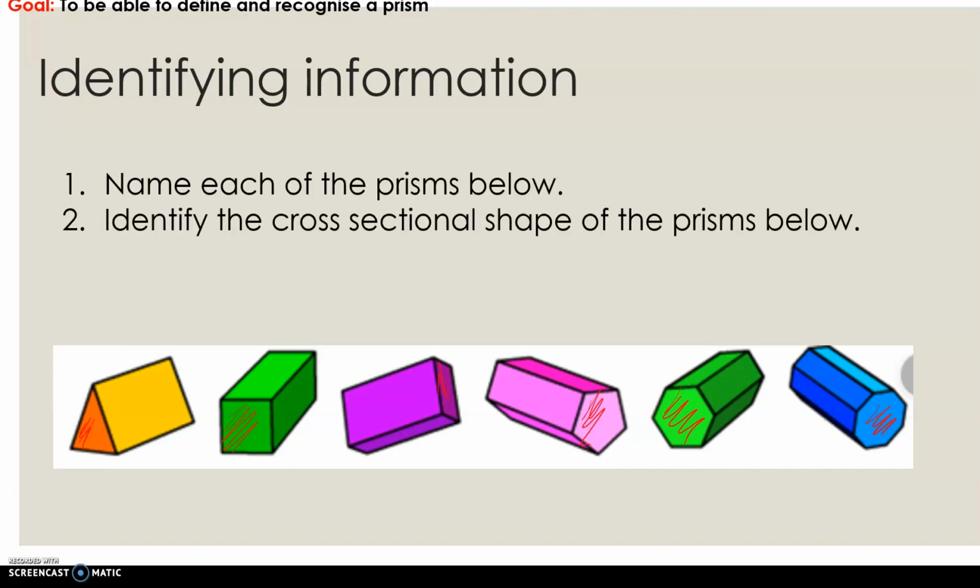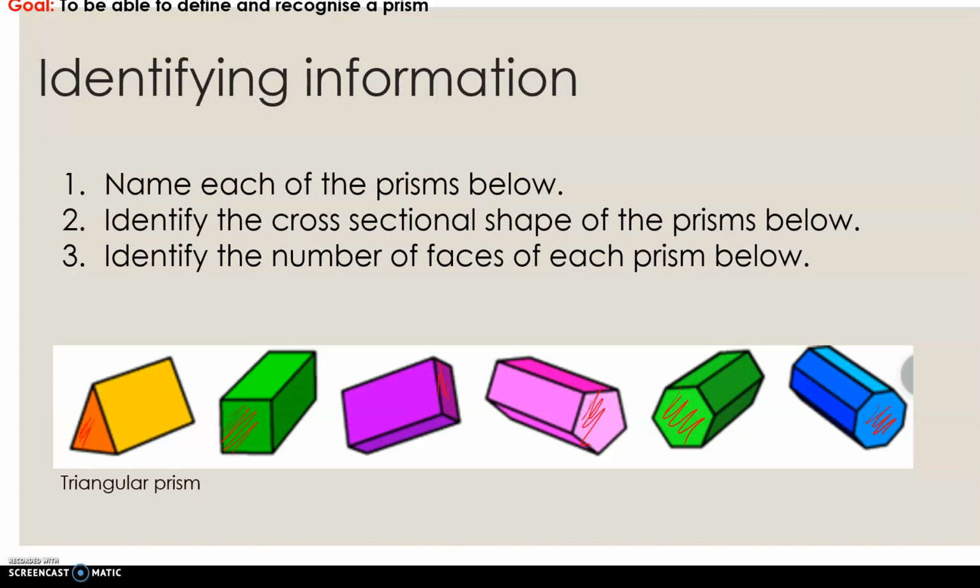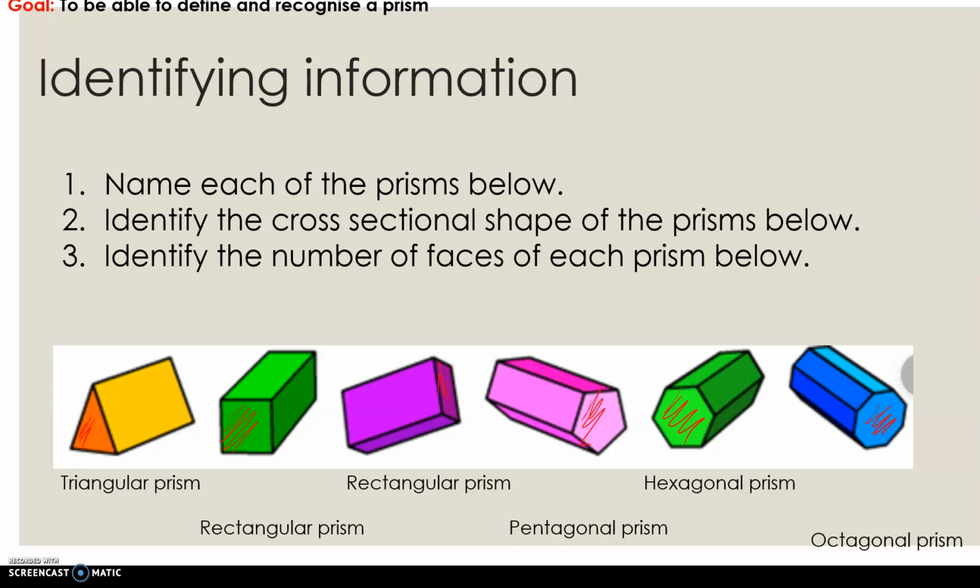All right, so the first one is a triangular prism. The next one is a rectangular prism, and again a rectangular prism. Then we've got pentagonal prism, hexagonal prism, and octagonal prism. So that's based on the shapes. So we've got octagon, hexagon, and pentagon as our bases here. And here, of course, it's a rectangle and a rectangle.